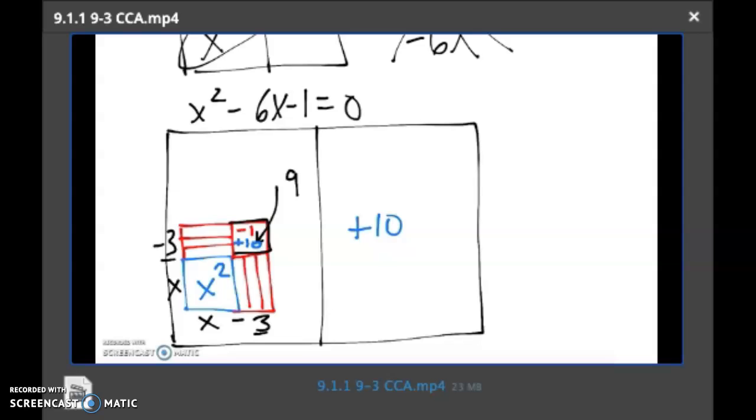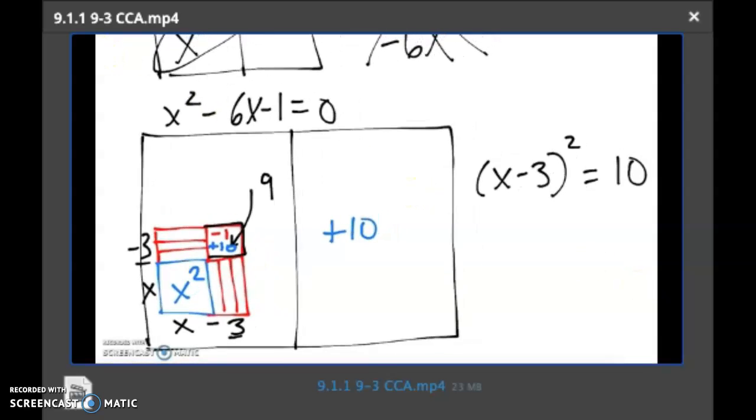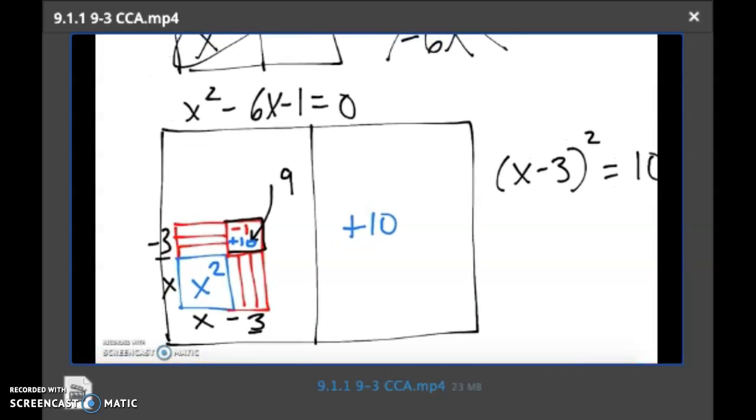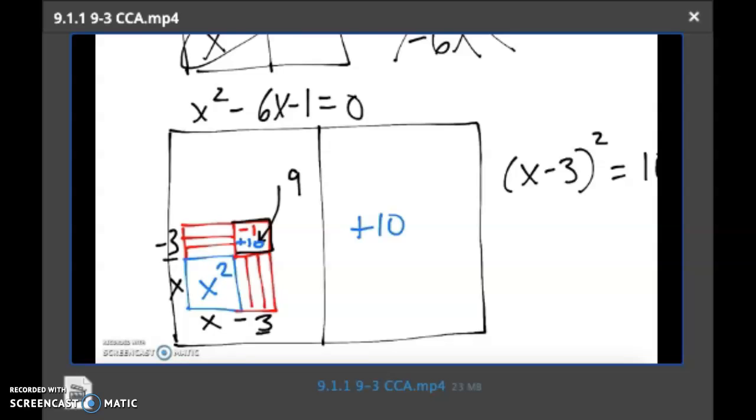So now I'm going to write what I have. On the left, I have a perfect square, x minus 3 squared. And on the right, I have 10 ones. So now we need to solve this to figure out what the x-intercepts are. So we're going to solve this for x.